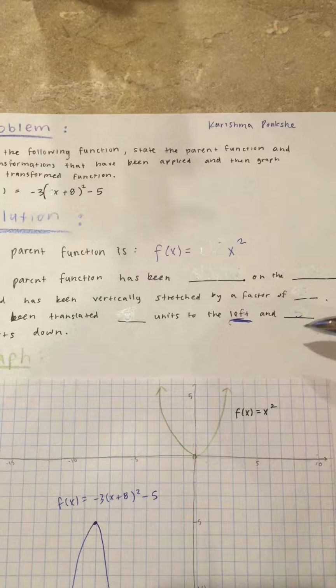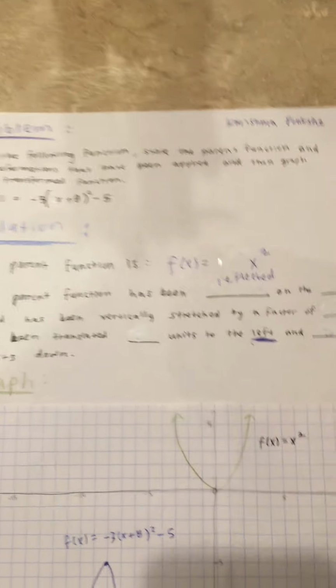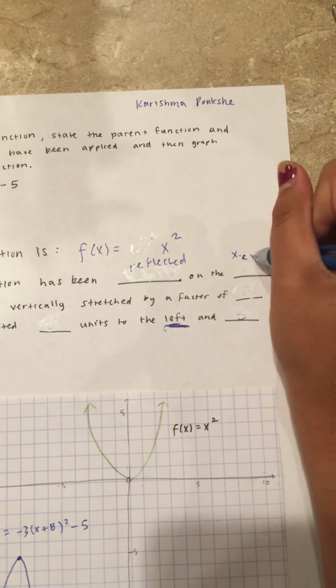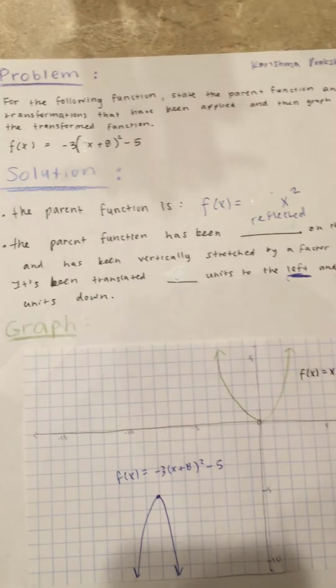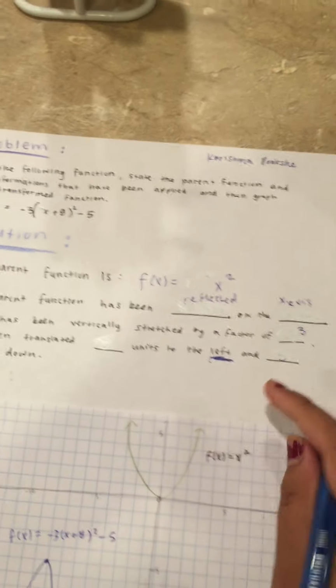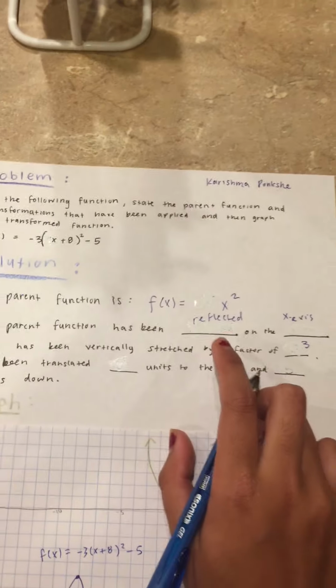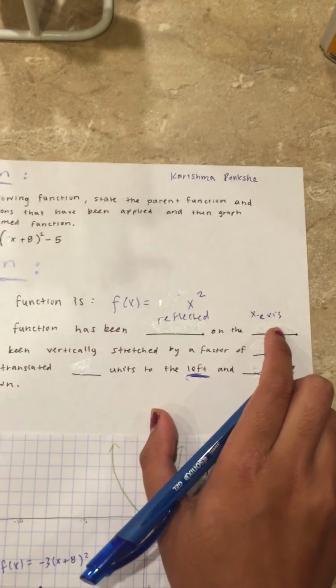So the parent function has been reflected on the x-axis and has been vertically stretched by a factor of 3. Now, we got these values from a, and a here is negative 3. The negative sign makes it reflect on the x-axis.